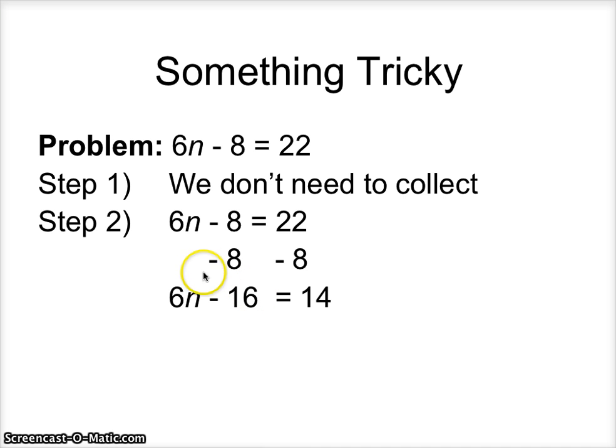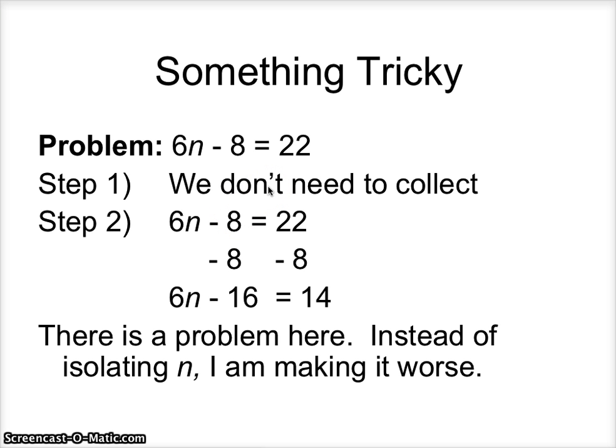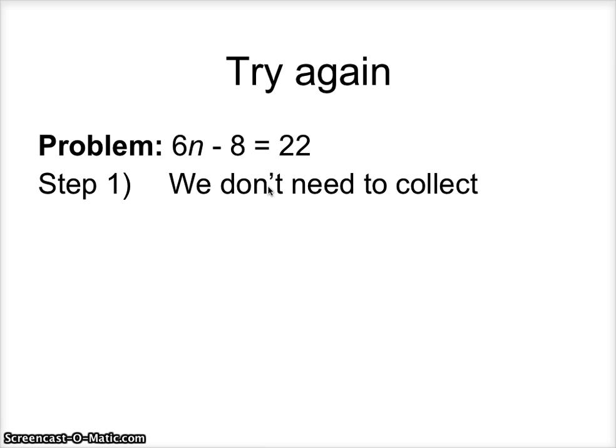So what are we going to do? Well, we have to remember the rules for positive and negative numbers. So what we're really going to do is we're going to stop making it worse by making it better. So let's try this again. Let's start over here. All right, we're going to start with the same problem. Again, we still don't need to collect. We have 6n minus 8 equals 22.